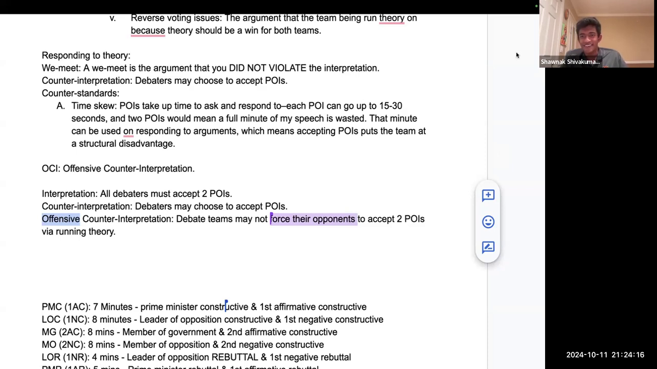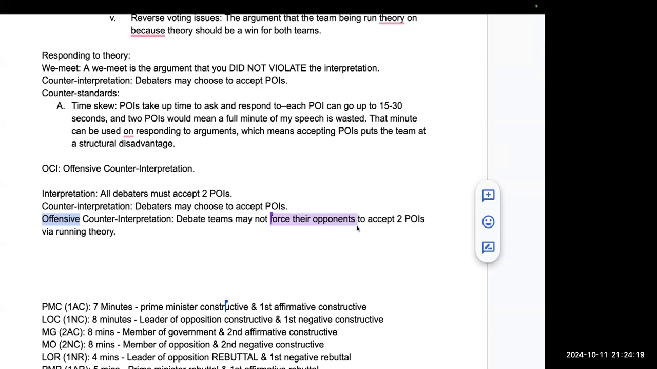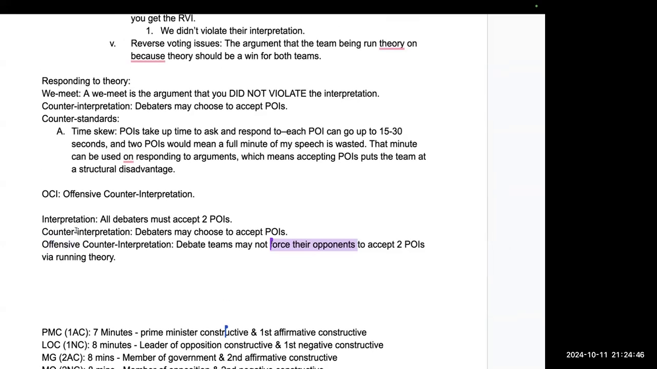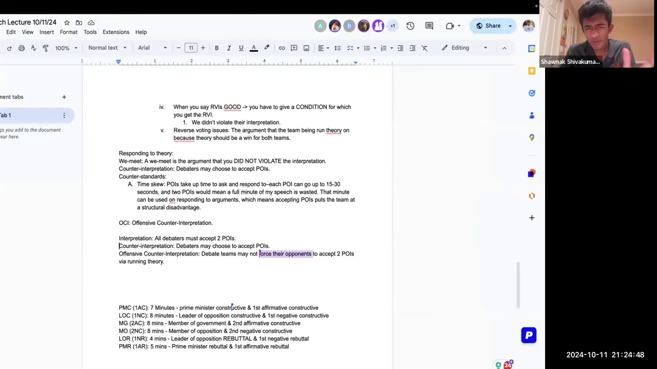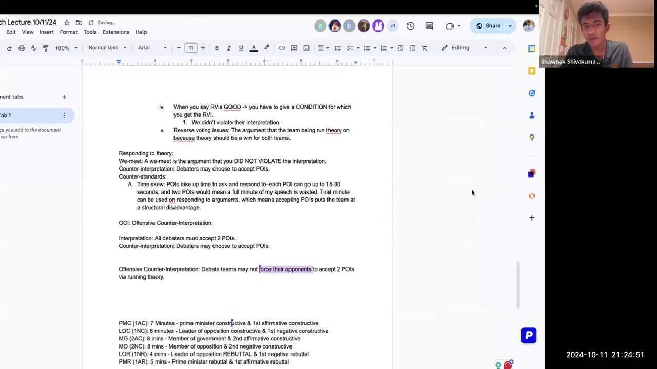Okay. Aaron. Is it that debate teams may not force their opponents to accept POIs via running theory is offensive because it is basically just saying that their theory specifically is offensive rather than a broader rule? Sort of. Anyone else have an idea? Aditya, what do you think?